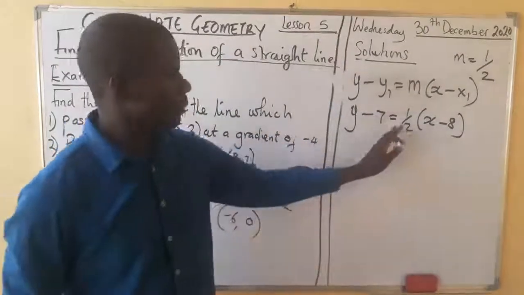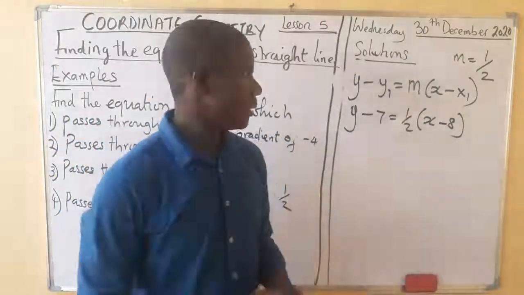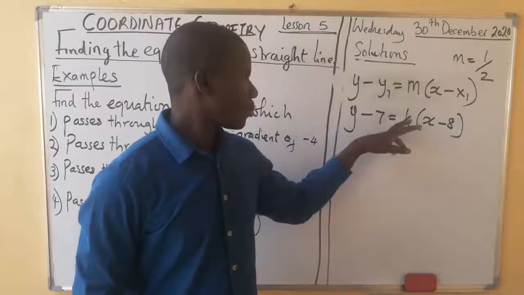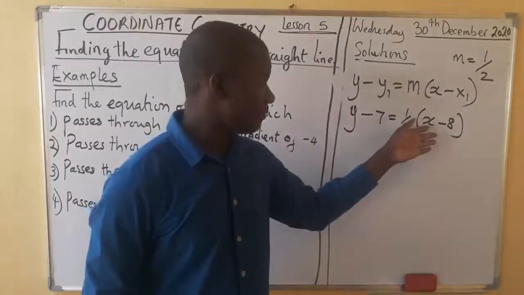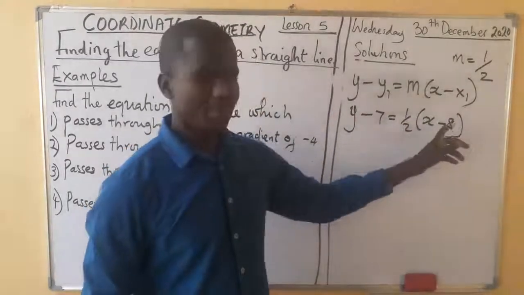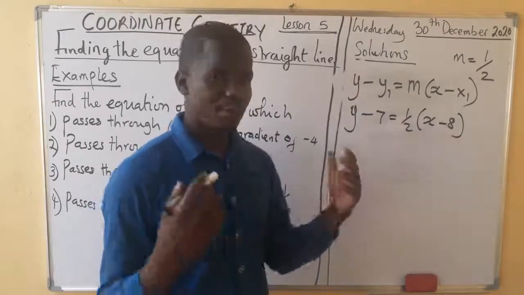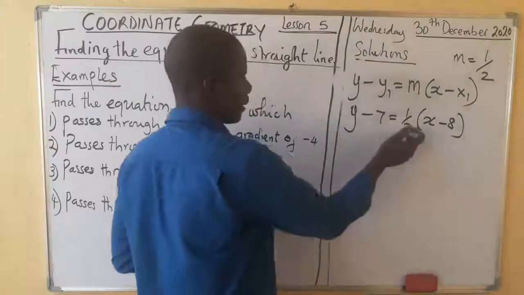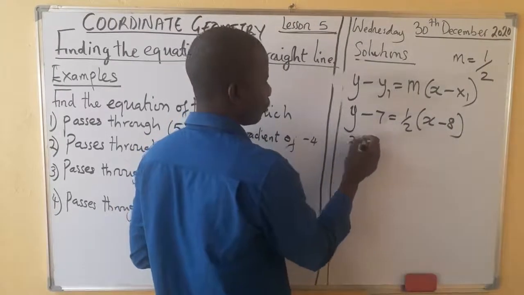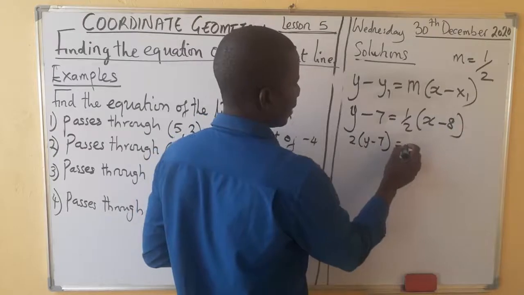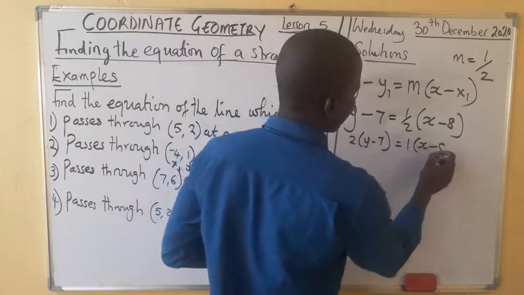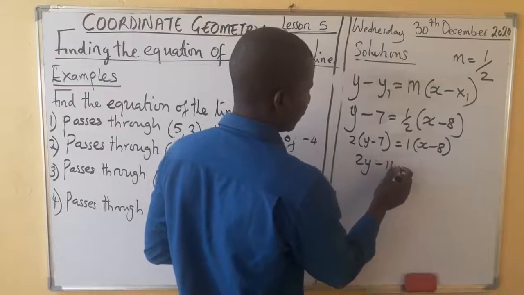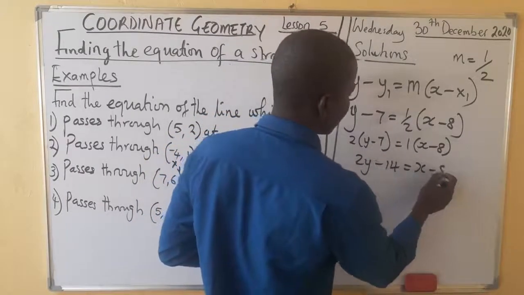So in this case, usually when I have a fraction as the gradient, I do advise people to cross multiply. In this case, it's even easier because this 2 can go into 8. But in instances where it can't go in, you have a fraction, so sometimes it would end up giving you a challenge. So what I mean by cross multiplying is this 2 has to be multiplied by these ones. You have 2 times y minus 7, then here you remain with 1 times x minus 8. Then we have 2y minus 14 is equal to x minus 8.